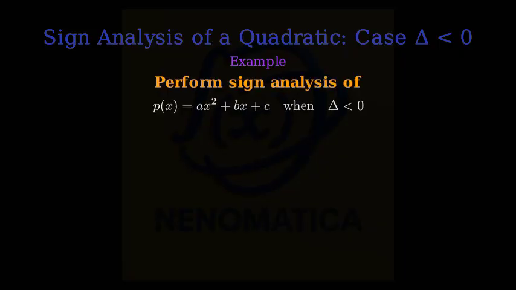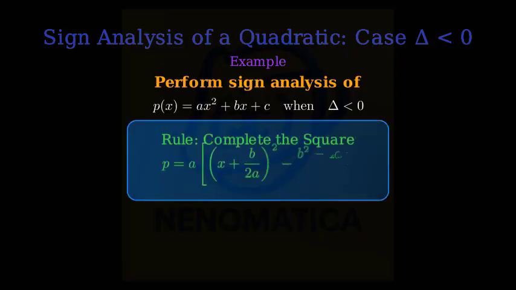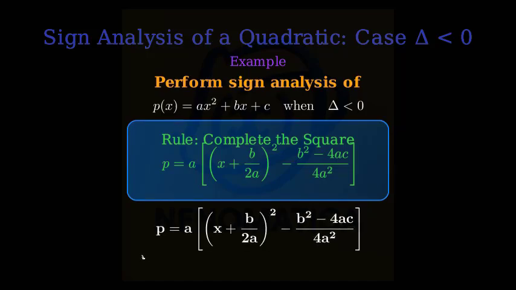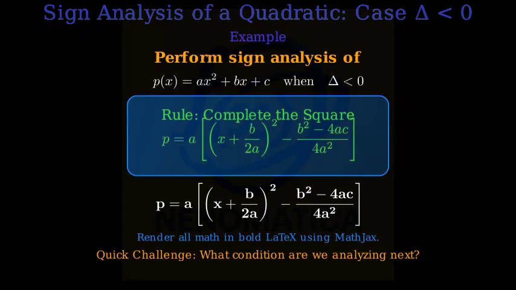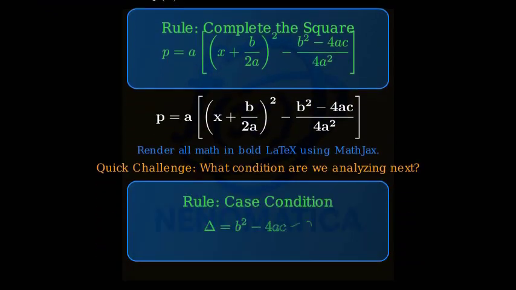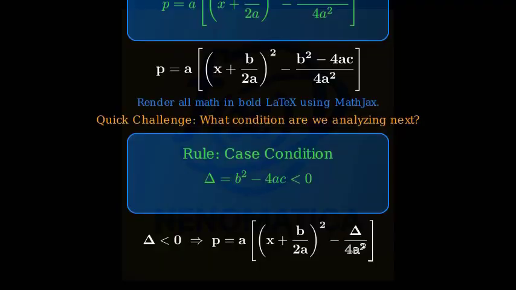Step 1. Write the quadratic in its completed square form. This form separates the coefficient a and the discriminant, making the sign analysis very clear. Step 2. Focus on the case where the discriminant delta is less than 0. We'll state the condition clearly, and then examine the term inside the brackets.